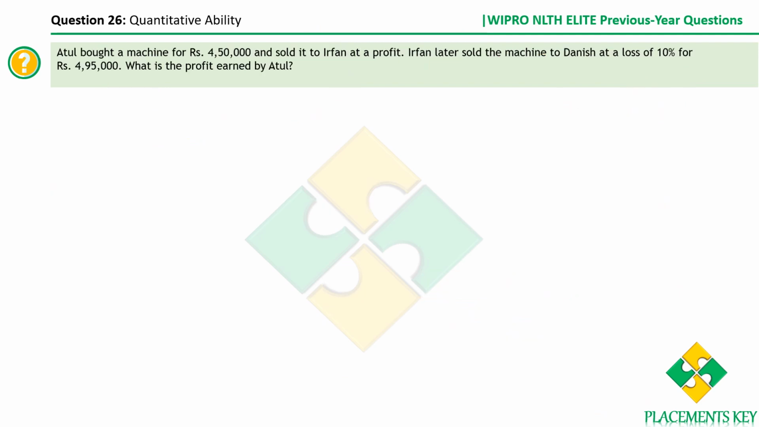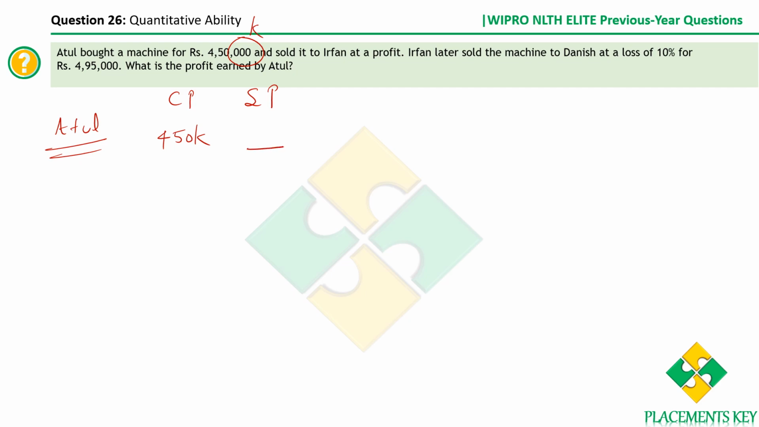Let's move on to the next question. Atul bought a machine for rupees 450k. Okay, so for Atul, let's say cost price and selling price. What is cost price for Atul? It is 450k, 450,000. Instead of writing 1000, I'm replacing that with k. Okay, 450k. What is the selling price for Atul?